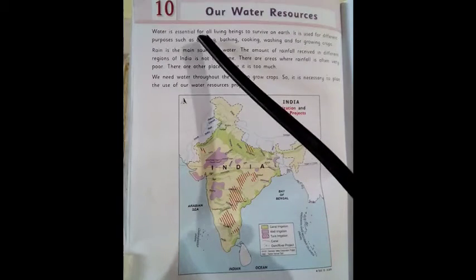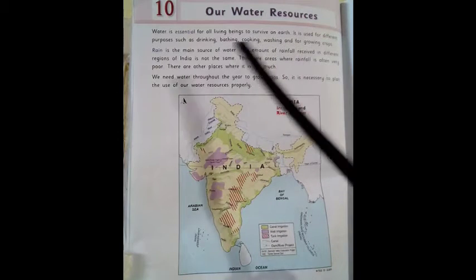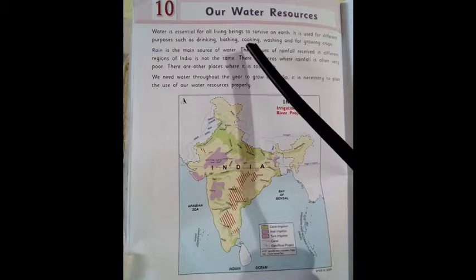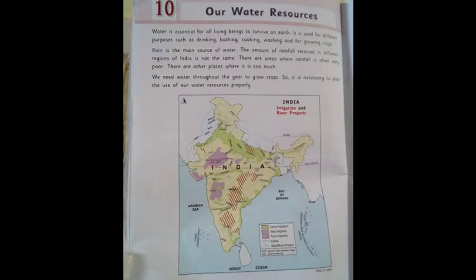Water is essential for all living beings to survive on earth. It is used for different purposes such as drinking, bathing, cooking, washing, and for growing crops.